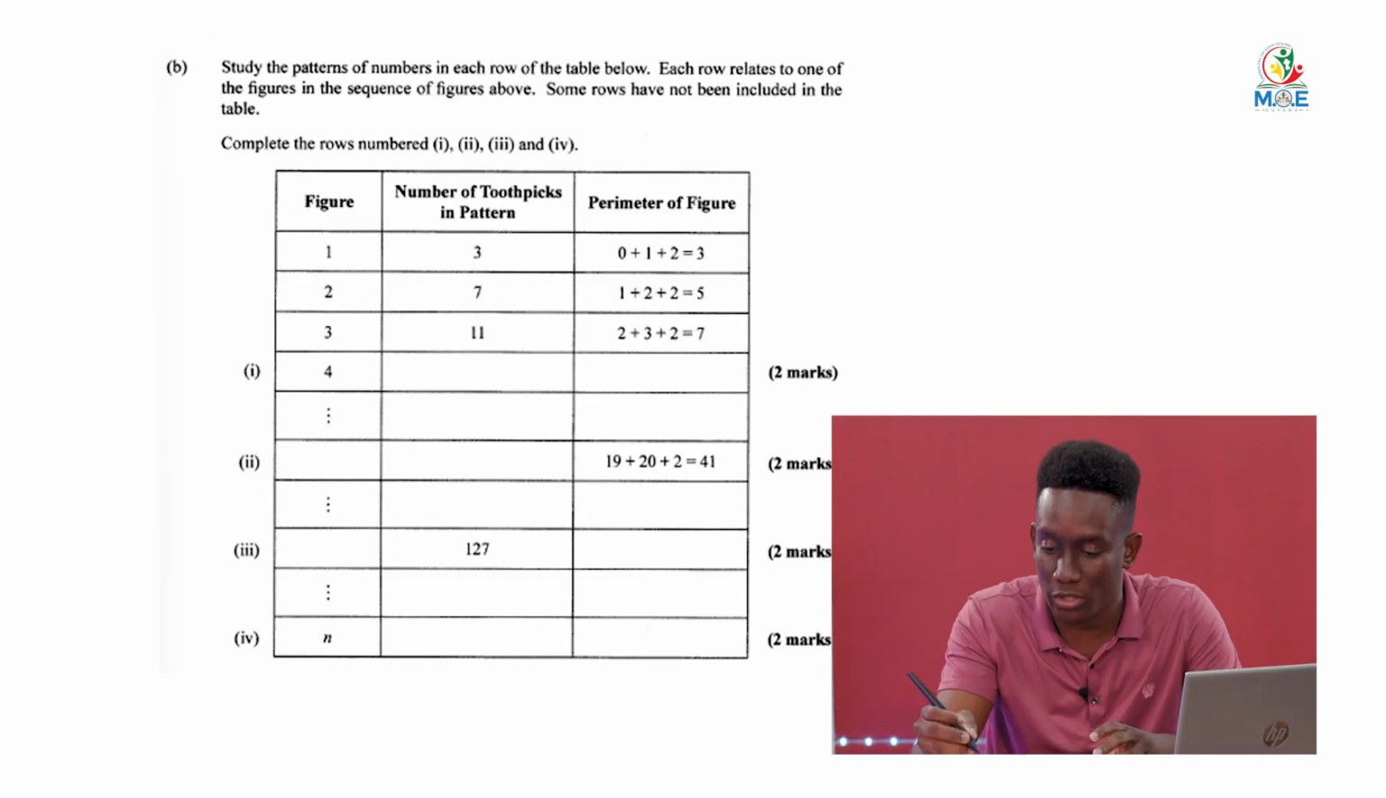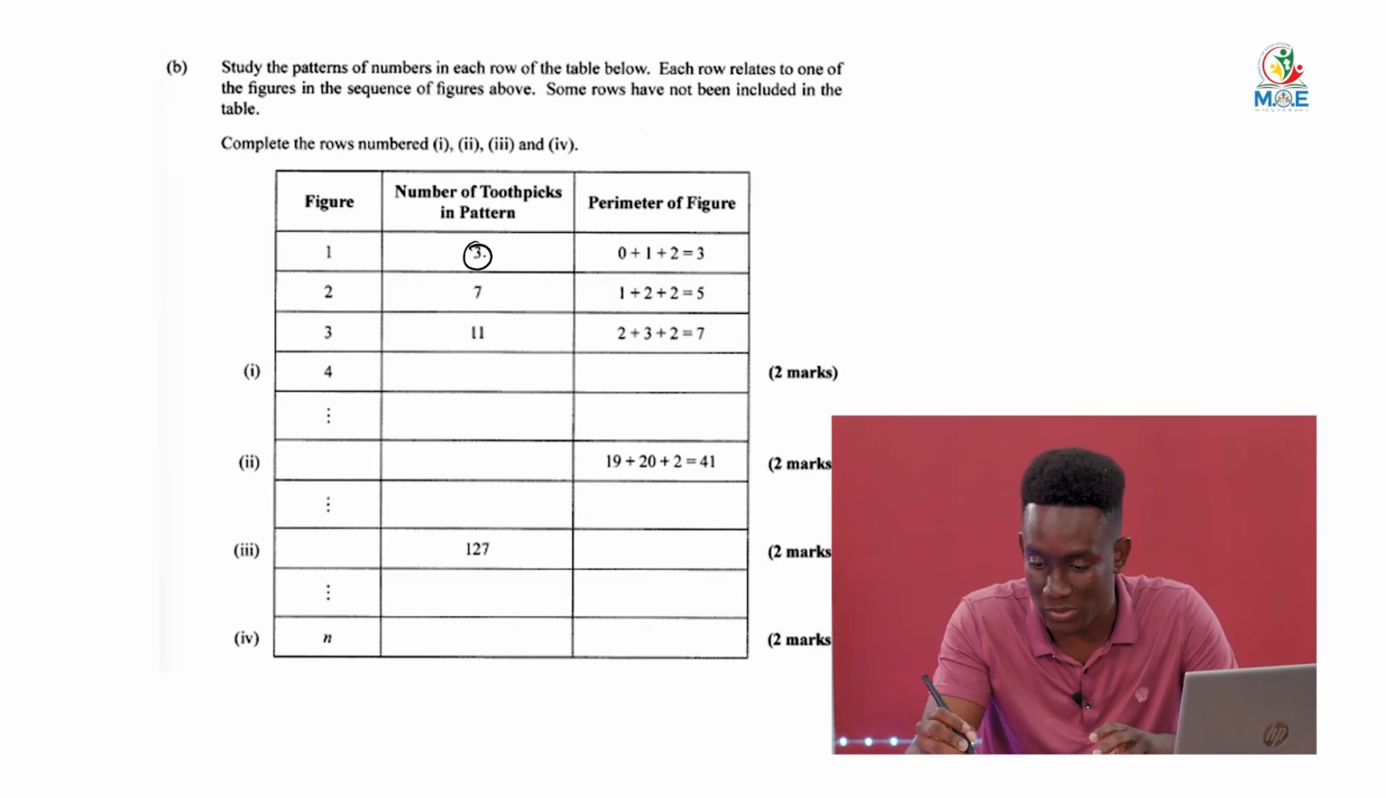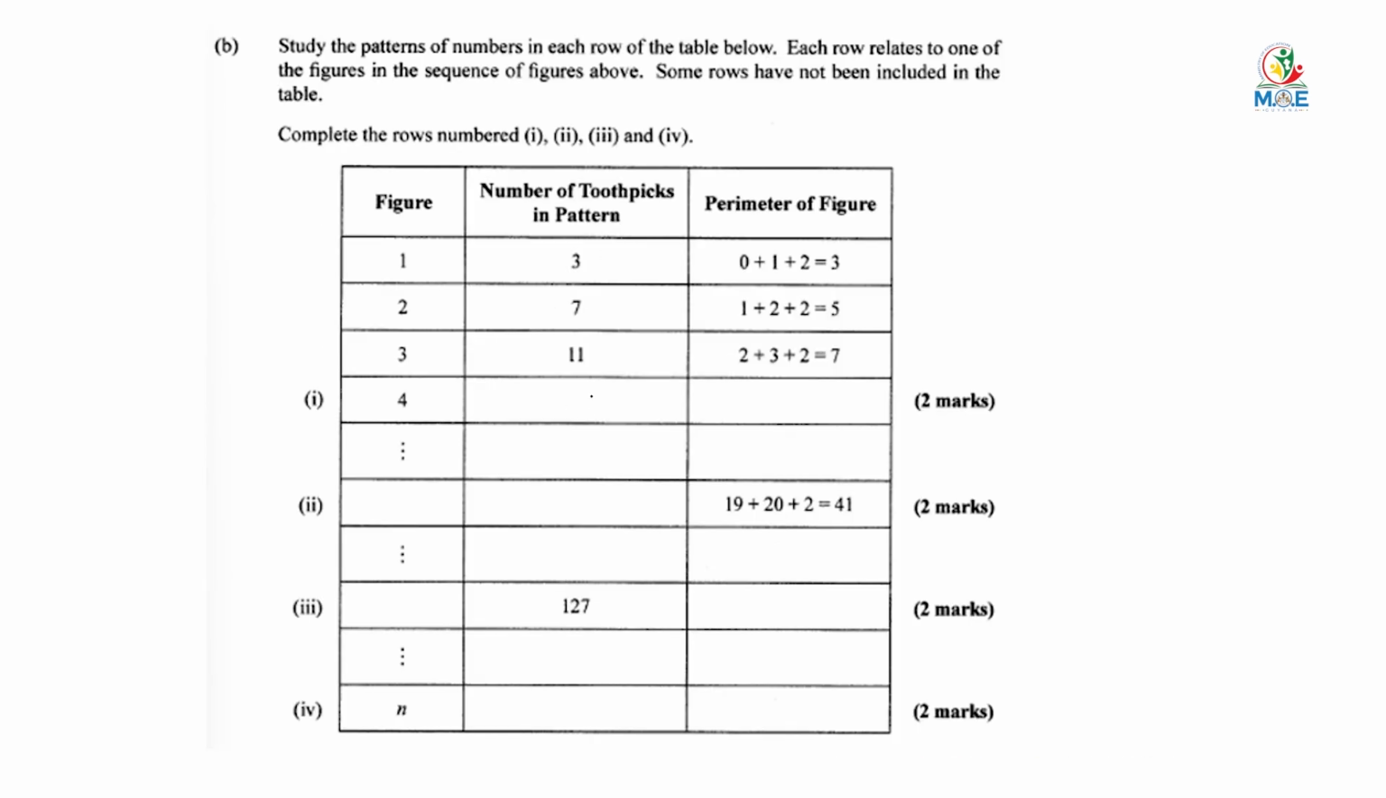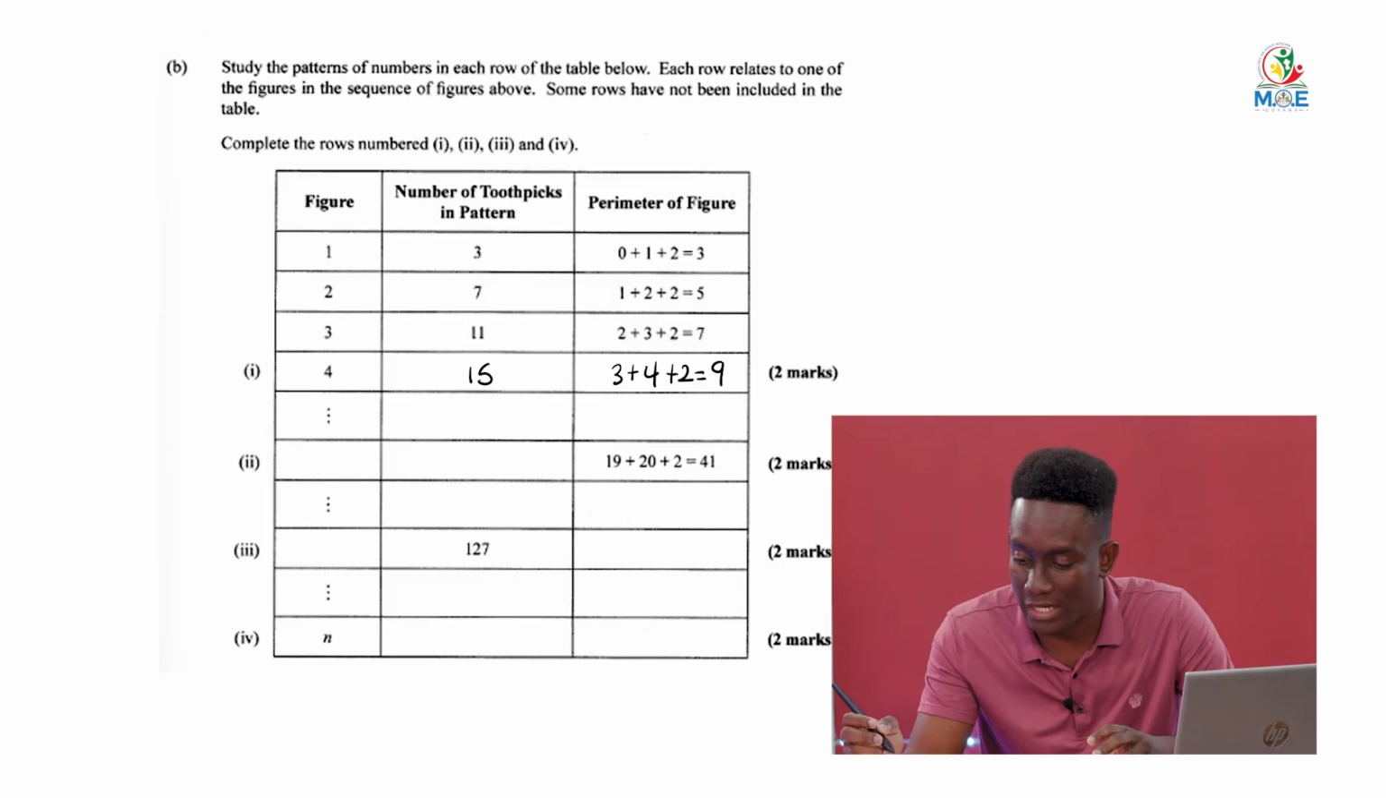So for figure 4, to get the number of toothpicks, we see we have 3, and then we have 7, and then we have 11. We see we're adding by 4. So for figure 4, it will be 11 plus 4, which is 15. And then for the perimeter, we see we are subtracting 1 from here. So since this is 4, this will be 3 plus, and we're adding the same figure, which is 4, plus the same 2, and that would be equal to, so 3 plus 4 would be 7, 7 plus 2 would be 9. And that would be the perimeter for that figure.